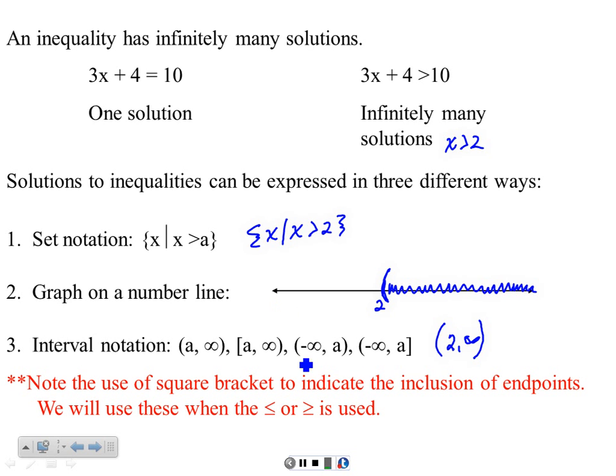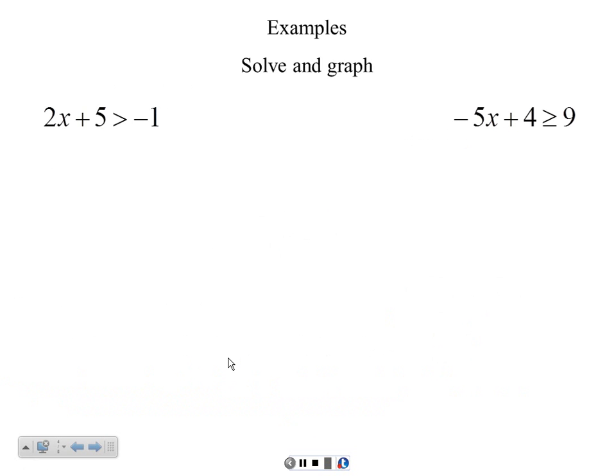So note the use of the square bracket to indicate the inclusion of endpoints. We will use these when you see the less than or equal to symbol or the greater than or equal to symbol. So parenthesis means cannot be equal to, and bracket means can be equal to. Okay, so we're going to solve, graph, and also write it in interval notation. To solve these, again, you're just going to use the techniques that we learned in the previous sections of chapter 2. So to solve this inequality for x, basically we're going to subtract 5 from both sides.